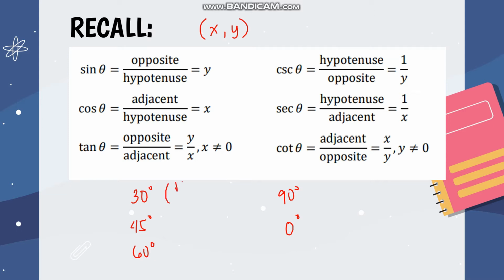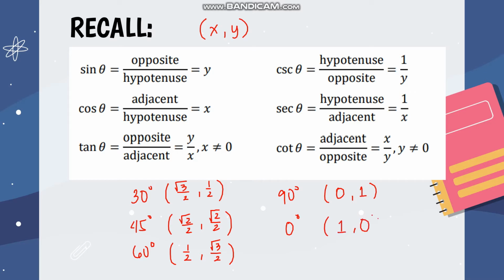So for 30, we have square root of 3 over 2, then 1/2. This one is square root of 2 over 2. This one is square root of 2 over 2. And then we have here 1/2, square root of 3 over 2. For 90, the trigonometric point of that is 0, 1. And for 0, it's 1, 0.